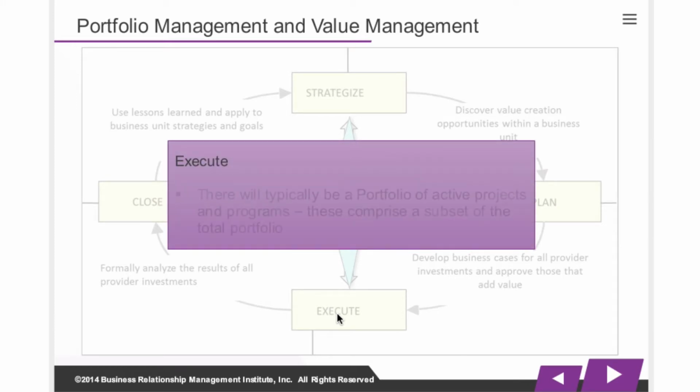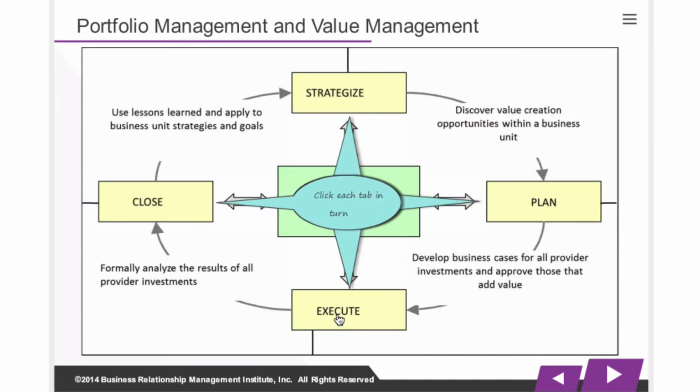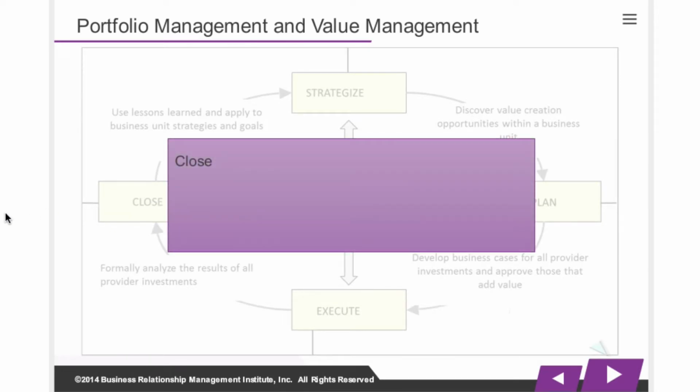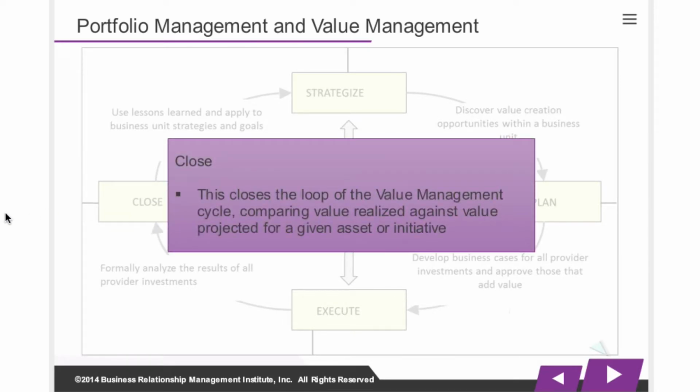Execute. There will typically be a portfolio of active projects and programs. These comprise a subset of the total portfolio. Close. This closes the loop of the value management cycle, comparing value realized against value projected for a given asset or initiative.